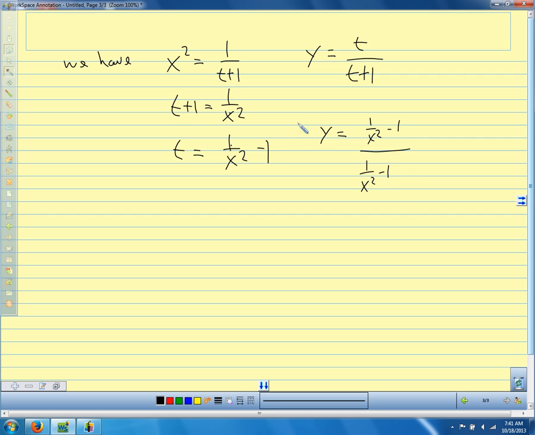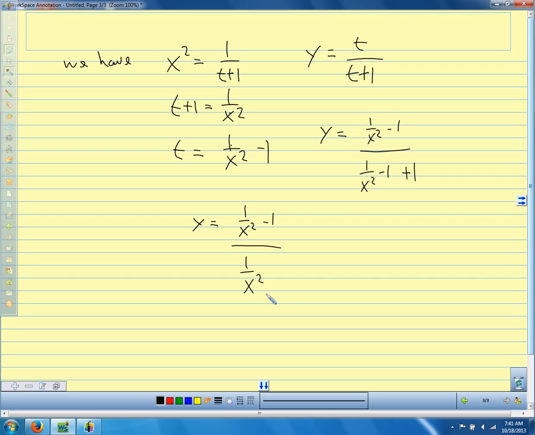Hang on, let me make sure this is t, 1 over. This is t, right? Minus 1 plus 1. Okay. So we get from here y equals 1 over x squared minus 1 over x squared. Is that right? Is that what we end up with here? Yeah? Everybody agree? Okay.